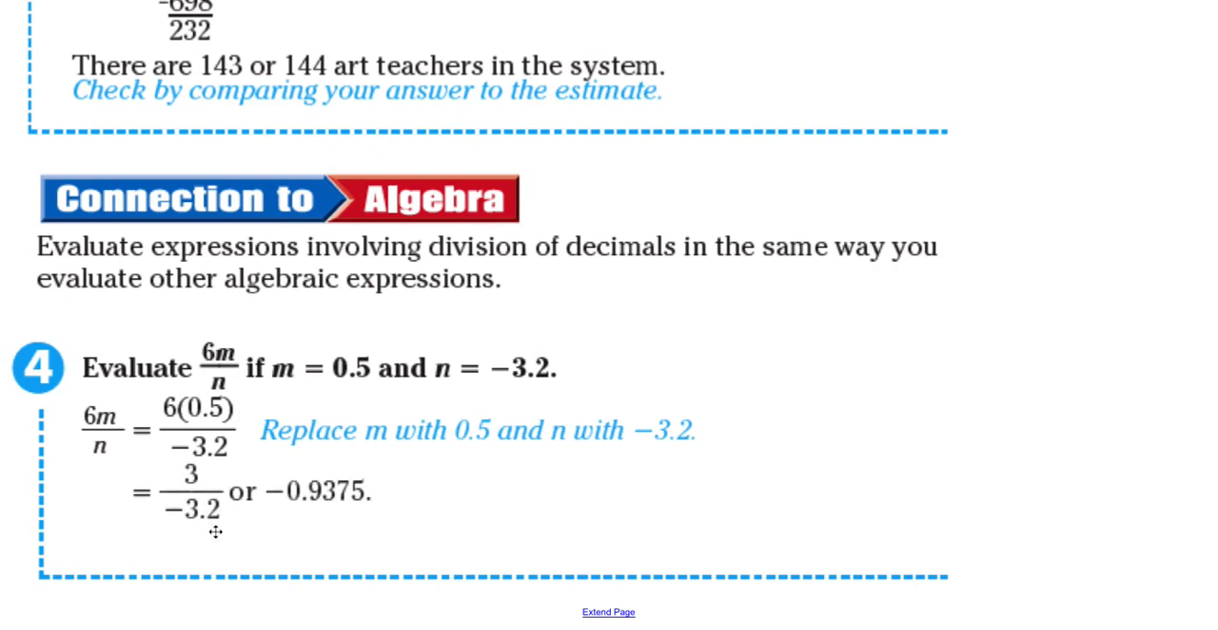Okay? So 6 times 0.5 is 3, divided by negative 3.2. Okay? And using a calculator, that would be negative 0.9375. So the value of the expression is negative 0.9375. Okay? And that's the end of our lesson.